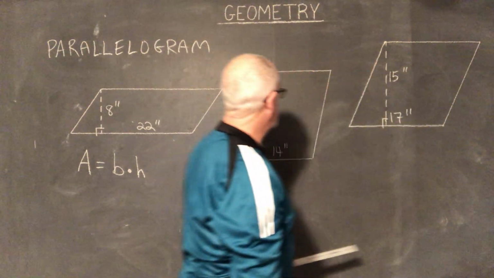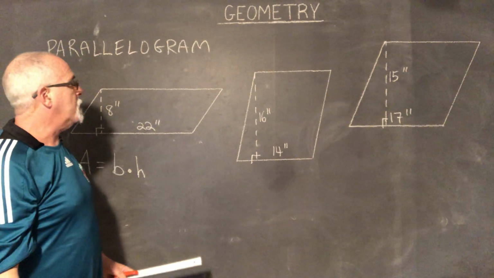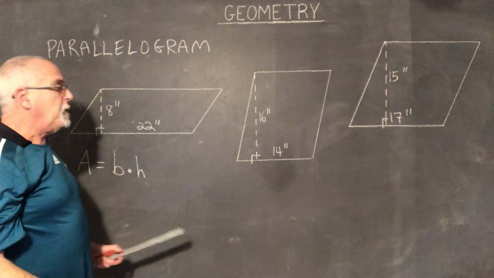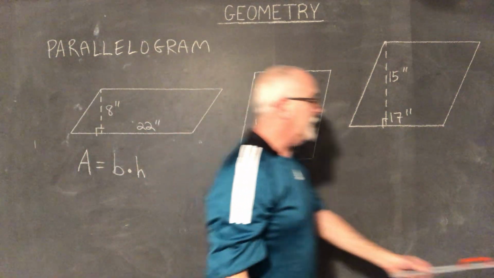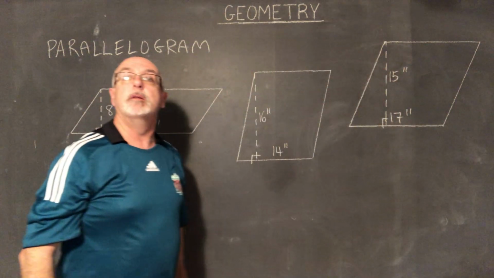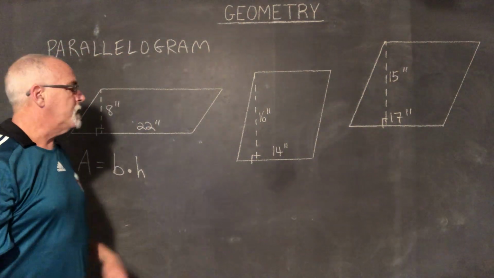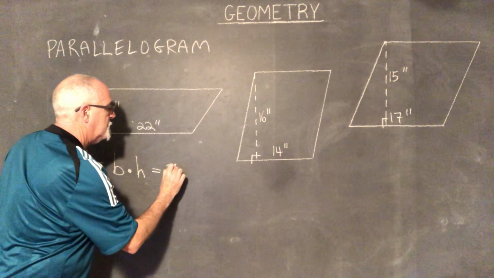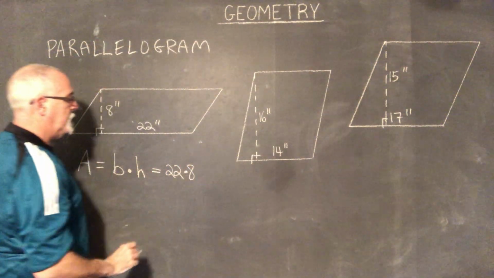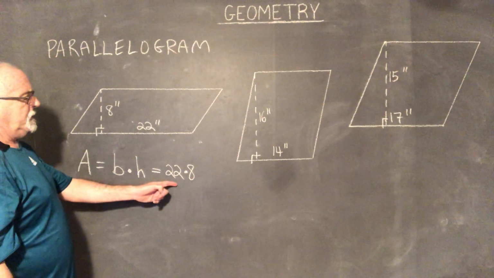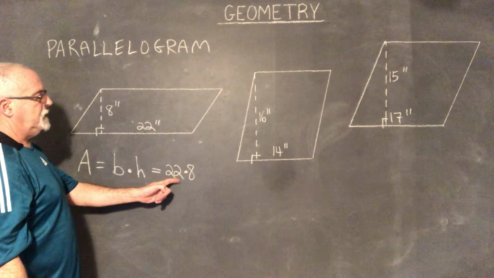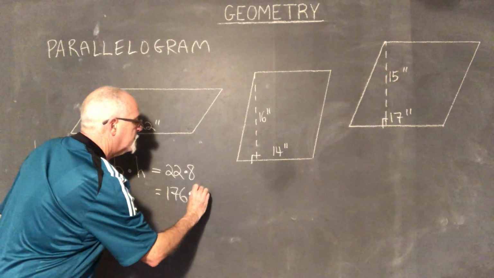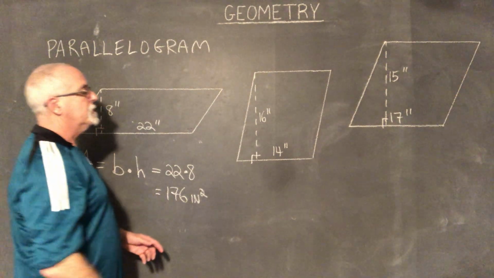I have 3 parallelograms. All of them have their base and their height marked. For all 3 of them, we don't know the length of the short sides. But we don't need to know it in order to calculate their areas. So let's calculate all 3 areas. Area equals base times height, which in this case is 22 times 8. Do I dare do that in my head? 8 times 20 is 160. 8 times 2 is 16. 176 inches squared. Its area, the unit is squared.